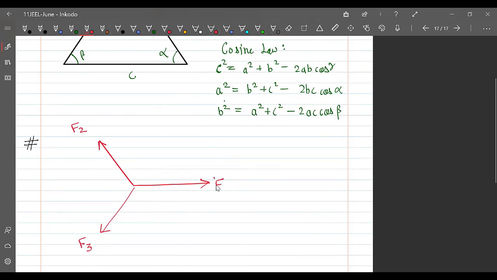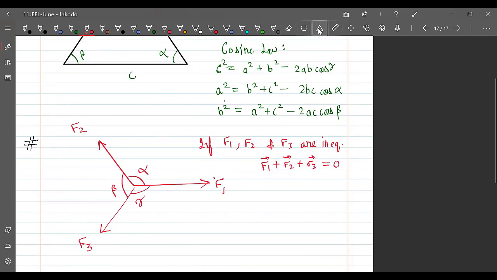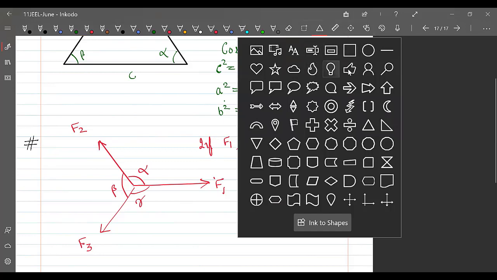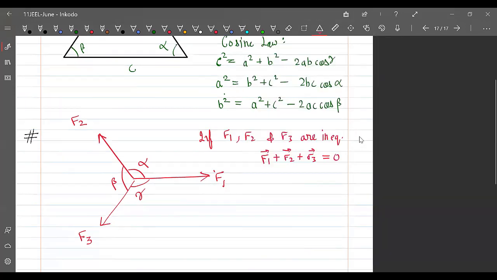F1, F2, F3 तीन forces हो. F1, F2 के बीच का एंगल suppose alpha, F2, F3 के बीच का एंगल बीटा, and F1, F3 के बीच का एंगल गामा. So if F1, F2 and F3 are in equilibrium, तो अपना triangle law of addition लगा सकते हैं, that is F1 vector plus F2 vector plus F3 vector, they should be zero. And when we do this, we can make a triangle. तीनों का sum होके closed path बनना चाहिए, that is a triangle.